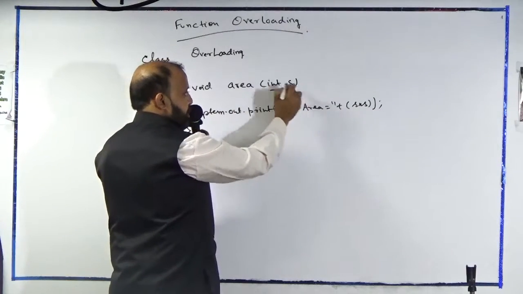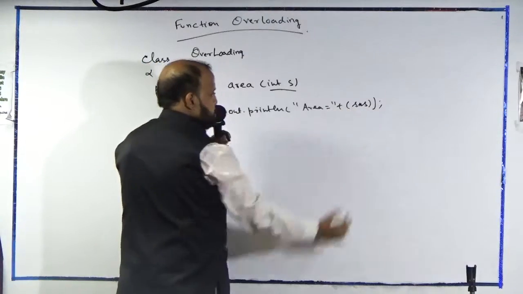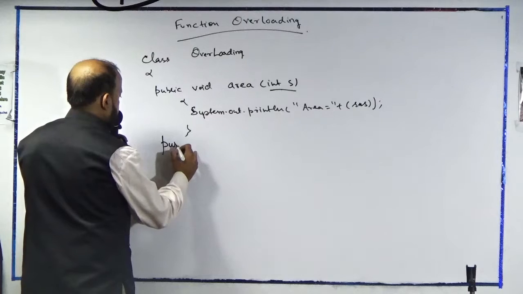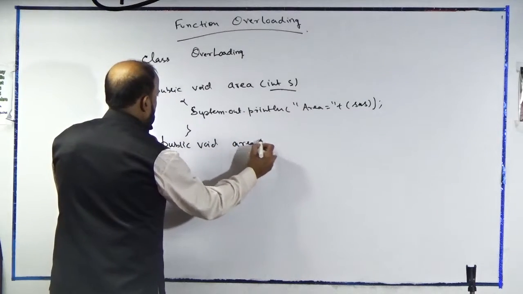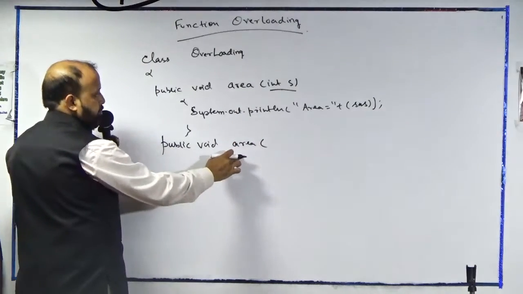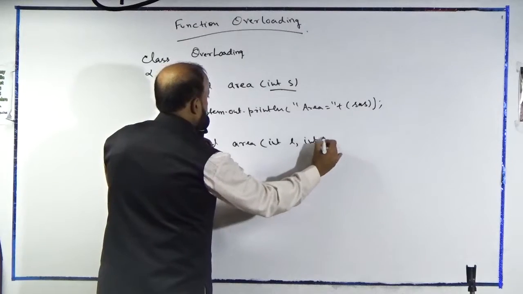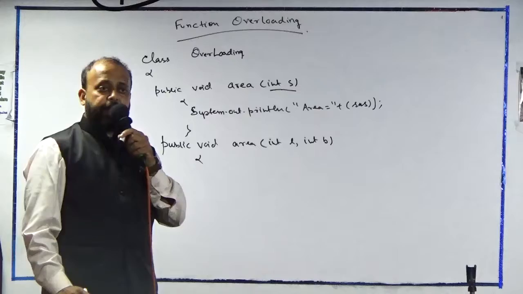This is our function signature or argument. We are printing the area of the square, and the area of the square is, I hope, side into side. The next one, I will be doing public void area. Note, the function name is same. Now, here, I am taking two arguments, int length and breadth, because I am calculating the area of a rectangle.